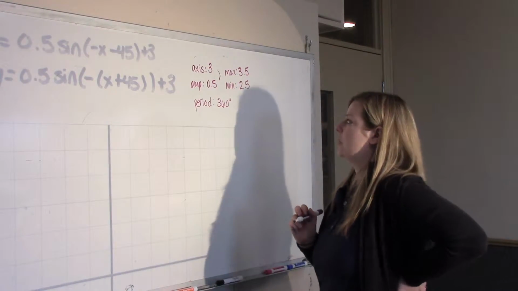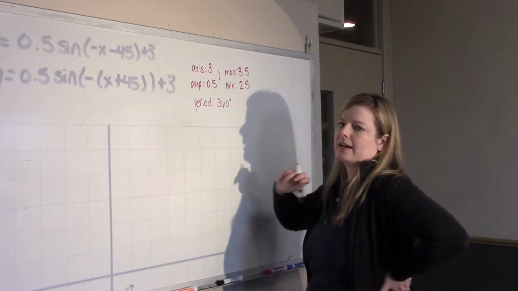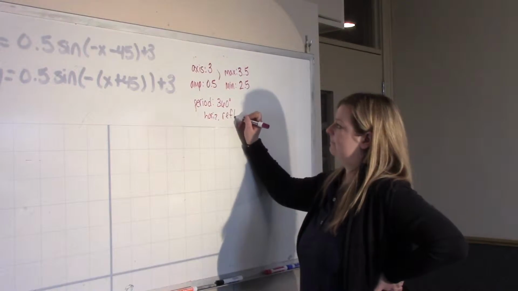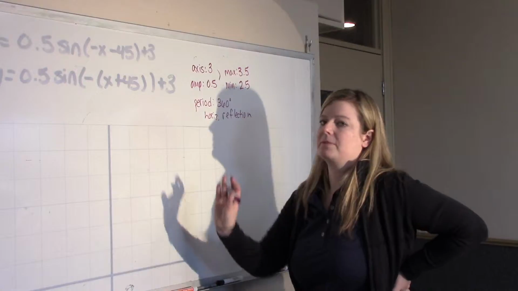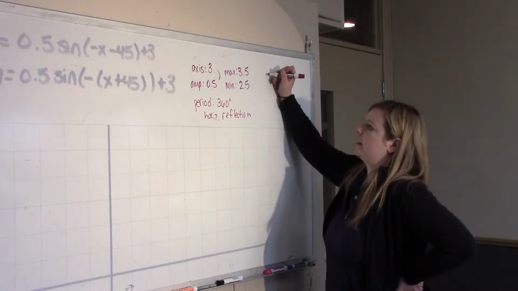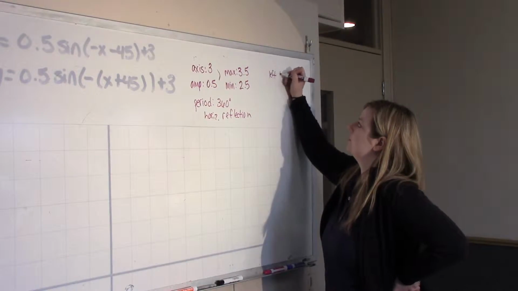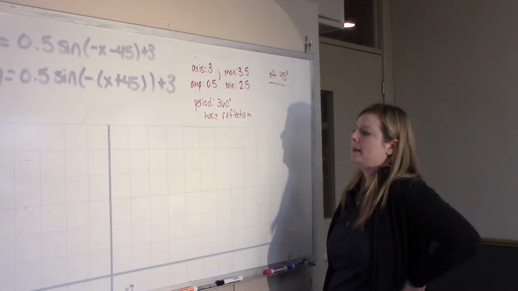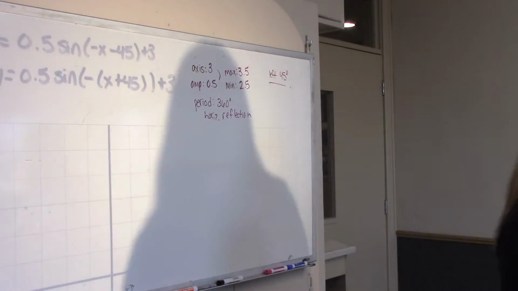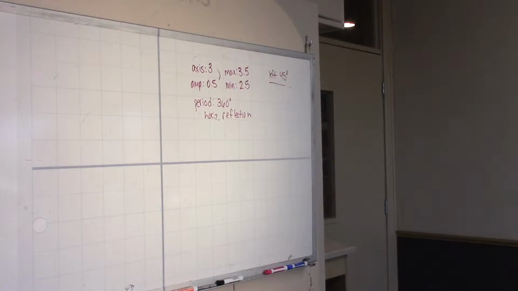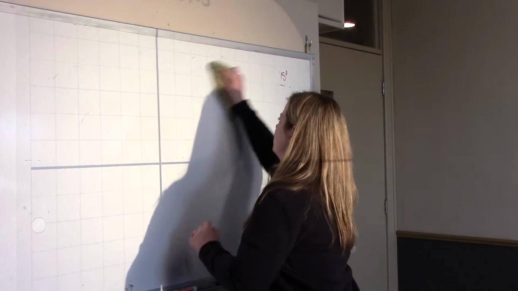Okay? So really, the negative just means that I'm reflecting everything. It's a horizontal reflection. So we're going to be going from 0 to -360. Okay? And then I'm going to the left, 45 degrees. Okay? So we can draw this now. Okay, it's going to be on the left side of the y-axis to show that horizontal reflection.